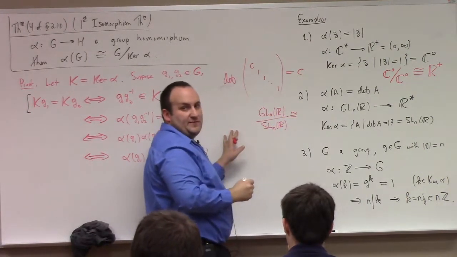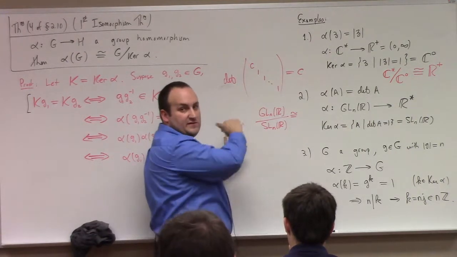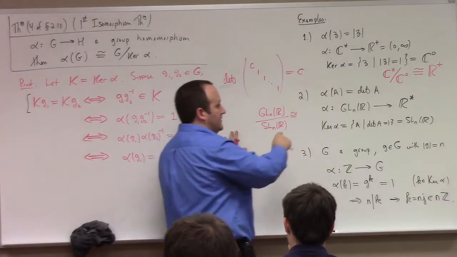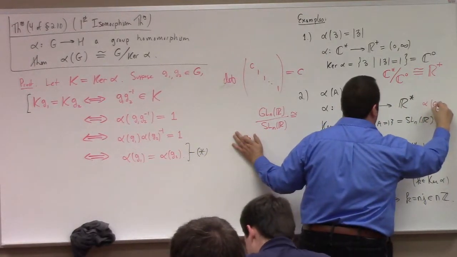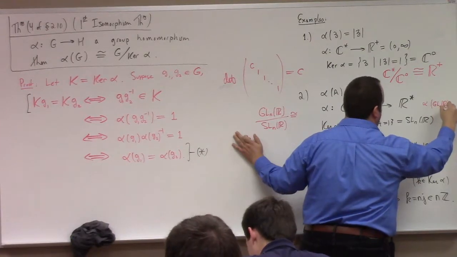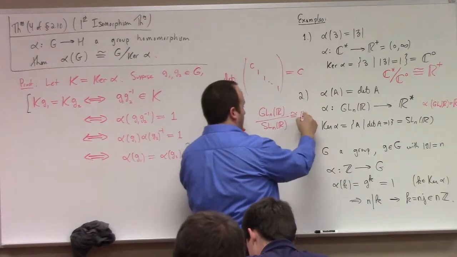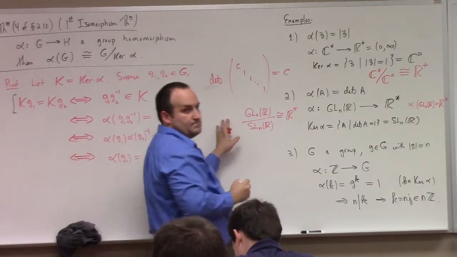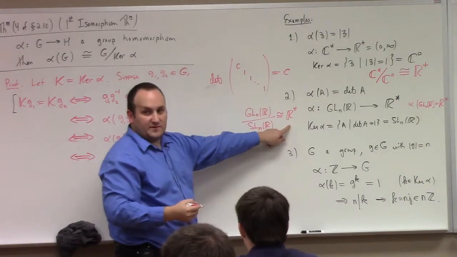So that shows you that for any non-zero c, this is in GLN. So that shows you it's onto. Consequently, alpha of GLN R is equal to the non-zero reals. So anyway, here we go. That factor group is isomorphic to the non-zero reals.